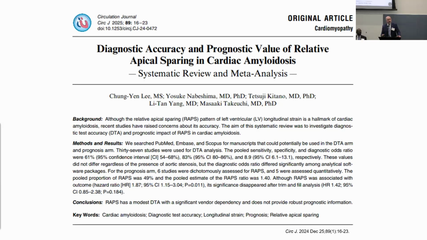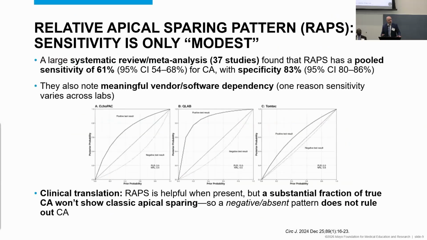But what is the diagnostic accuracy of apical sparing in cardiac amyloidosis? In a systematic review of 37 studies, the sensitivity was 61% and the specificity 83%. There's also vendor and software dependency. Although it's helpful, a large proportion of individuals with cardiac amyloidosis might not have apical sparing, and that doesn't exclude them as having cardiac amyloidosis. It has a good specificity. When we see it, it's helpful, but it doesn't exclude the possibility.